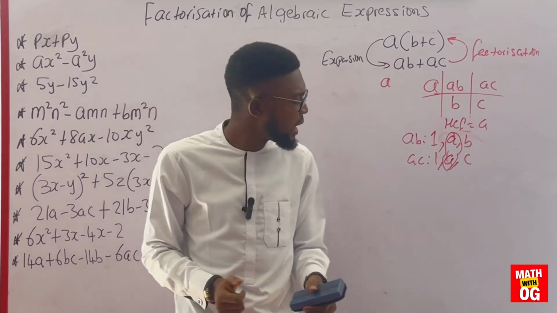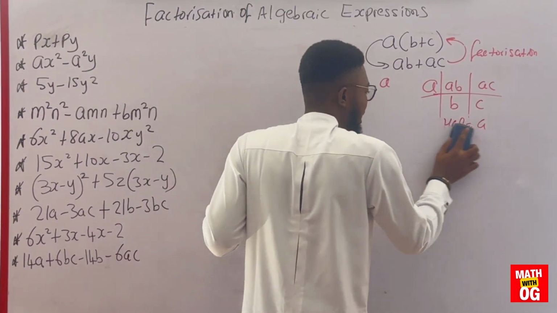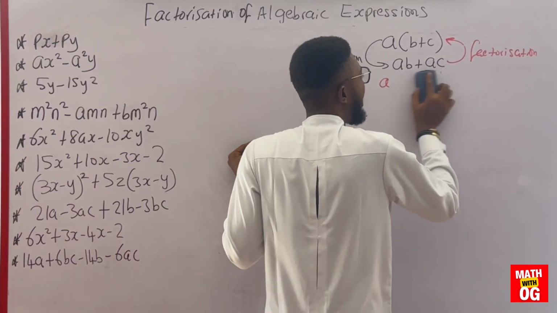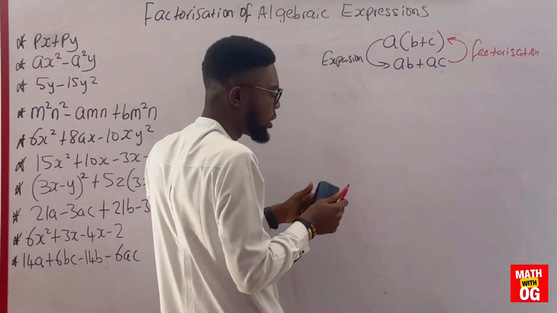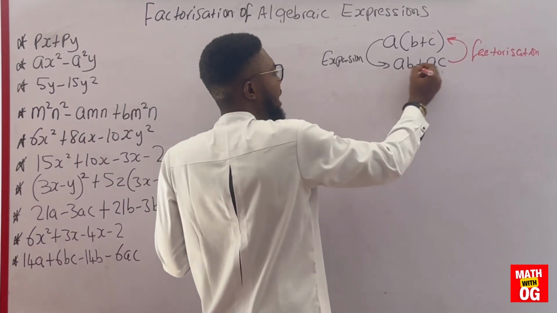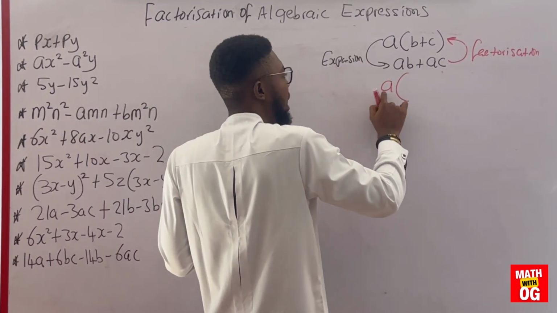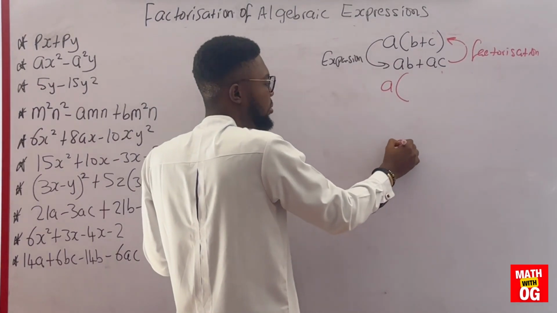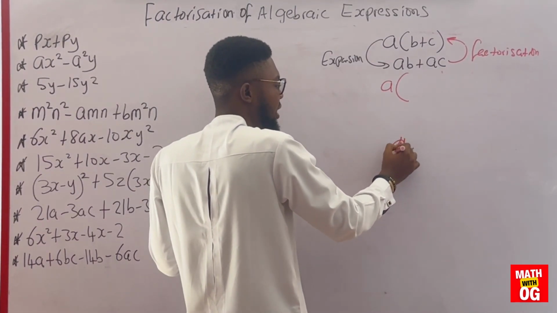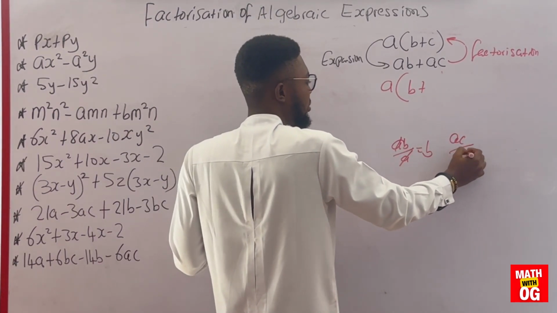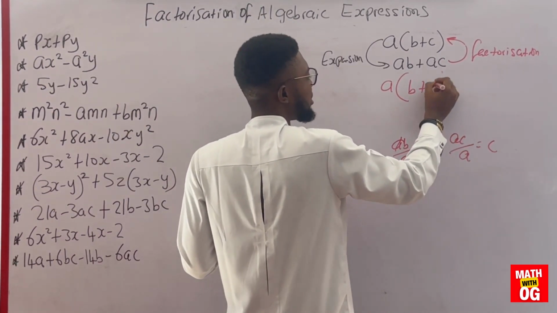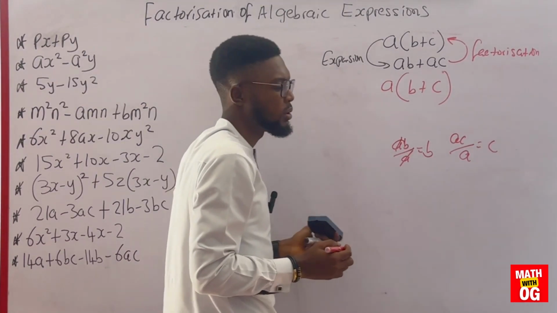So now that we know what the highest common factor is, we can factor it out, and by the time you are done factoring it out, you now find how many times it will go into this expression. So the highest common factor here is A. How many times will A go into AB? Simply means AB over A. A cancels A, you are left with B, plus how many times will A go into AC? This will give me C. So this is A into B plus C.